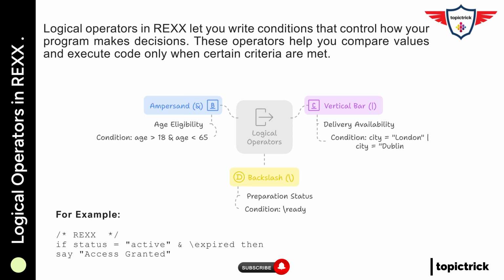You can also combine these logical operators for more complex conditions. For instance, if status = active & \expired, then say access granted. This means the status must be active and the item must not be expired.